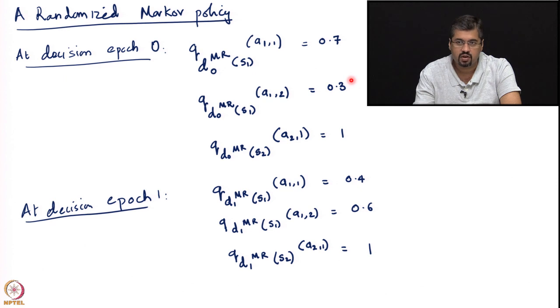I could have, for example, another probability distribution where this is 0.25 and this is 0.75, or this one is 0.3 and this is 0.7, et cetera. There are many such probability distributions. Each such distribution defines for you a randomized Markov policy. So for every state I have a distribution, and once you change the distribution at any one state, you get a new randomized Markov policy.